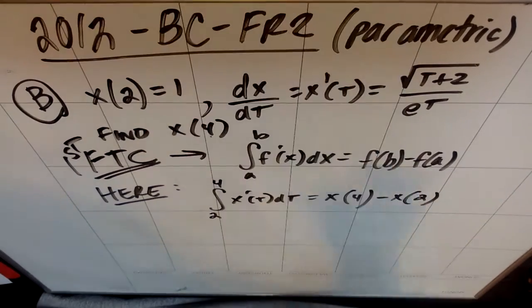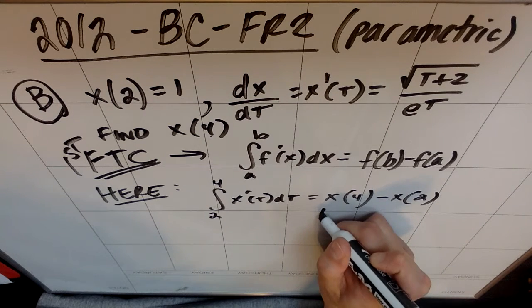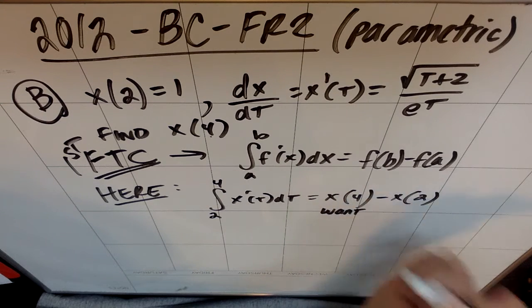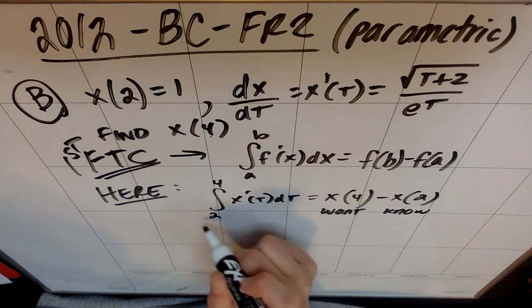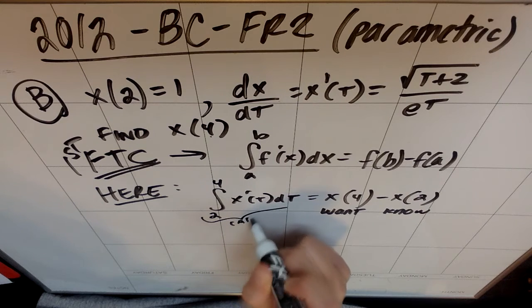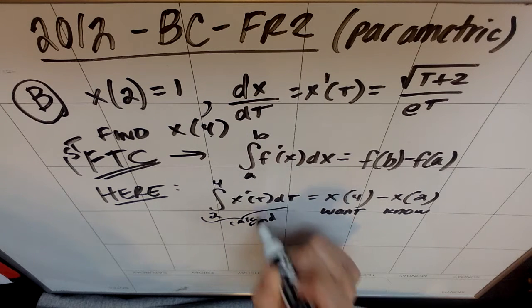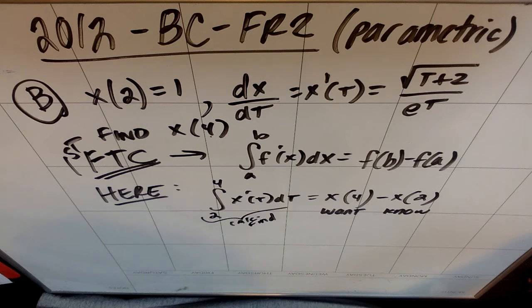And you might say, hey, why is that useful? Well, here's the thing. I want x of 4. I know x of 2. And I can use my calculator to find this integral, because when you have bounds, your calculator can integrate.